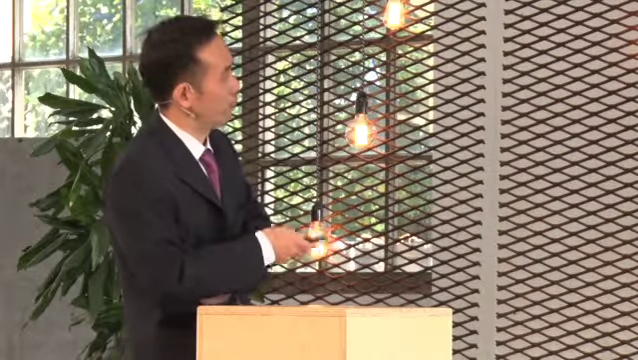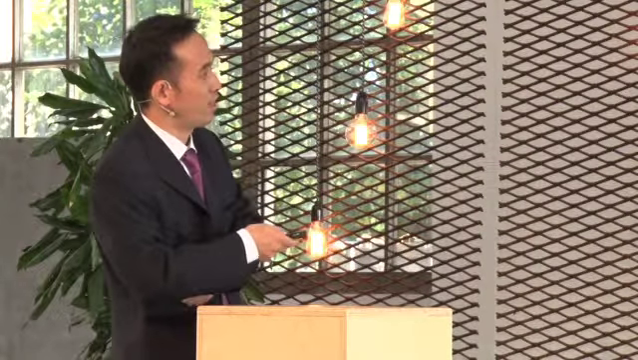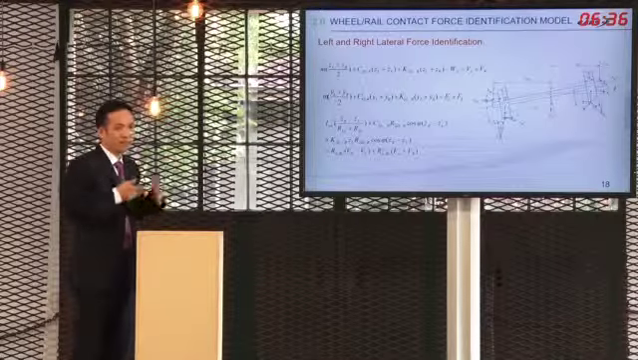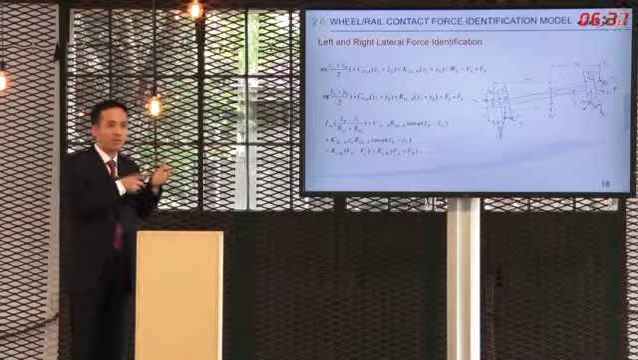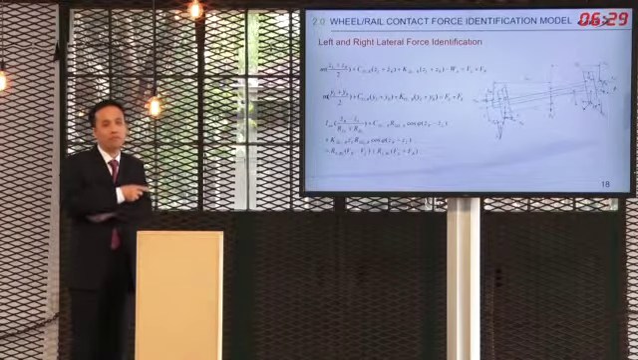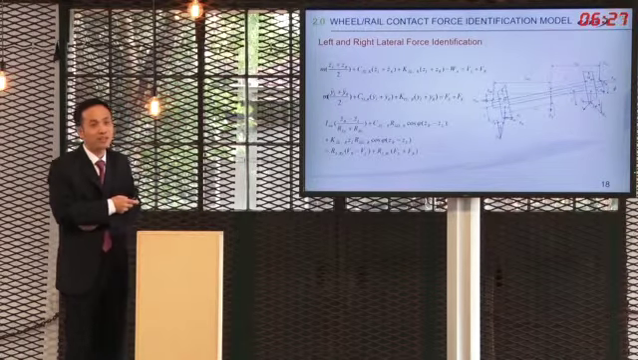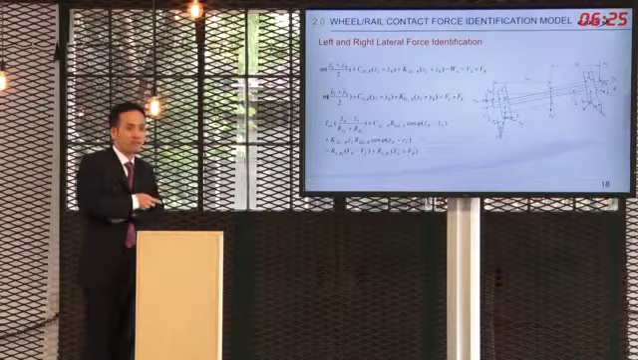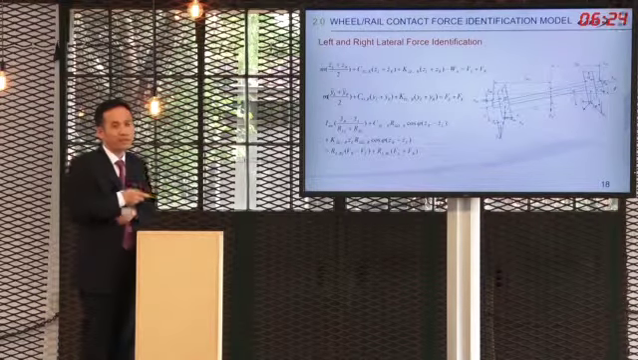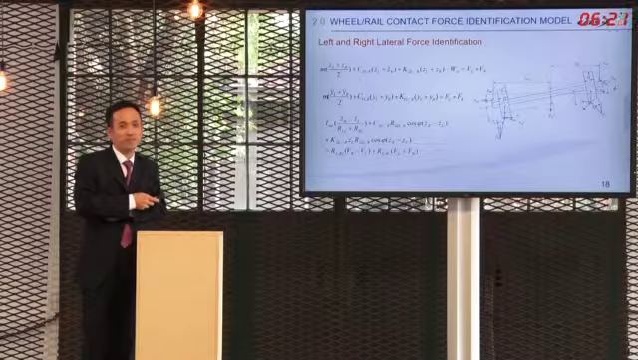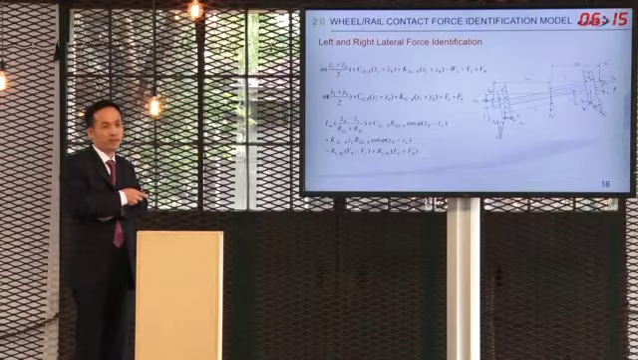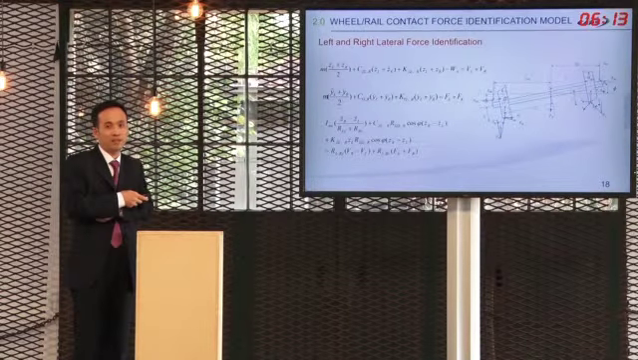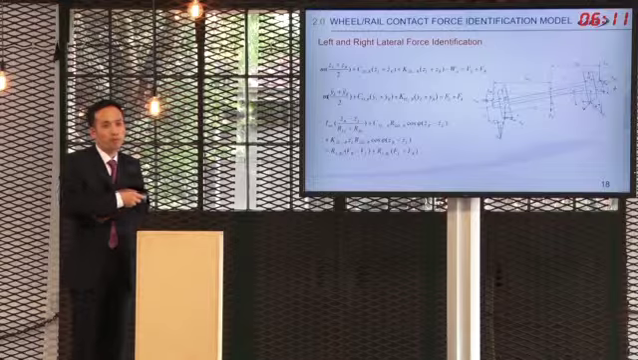From this Kalman equation, we can see that there are four variables. Two are the vertical contact forces, and another two are the lateral forces. But there are only three Kalman equations. So this is an ill-posed problem. You cannot identify the contact force directly, because it's an ill-posed problem.